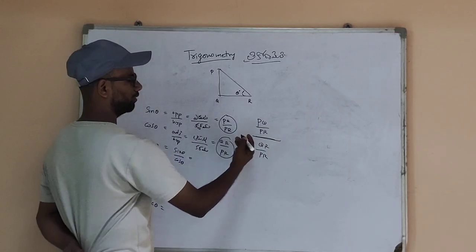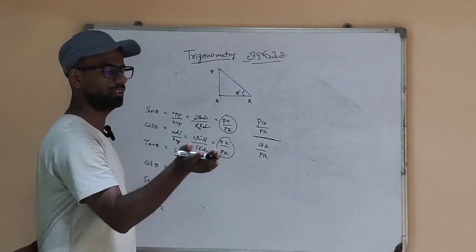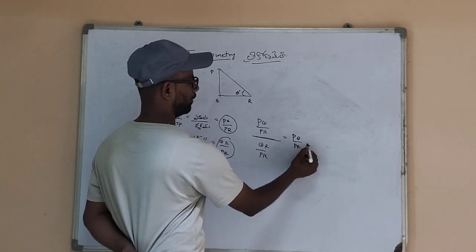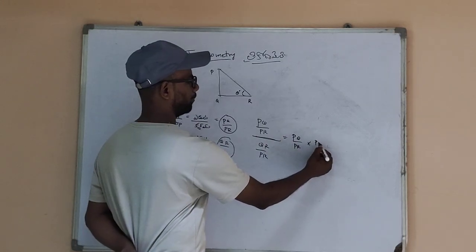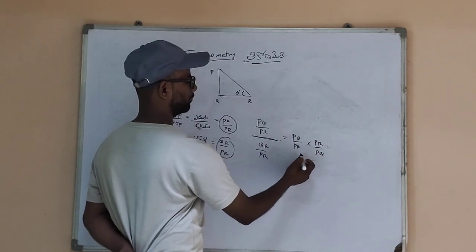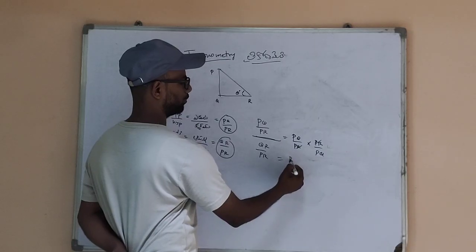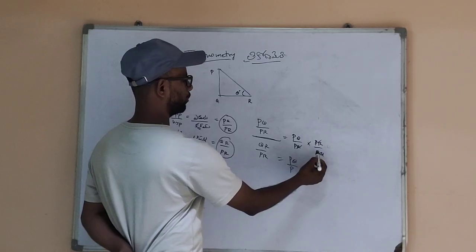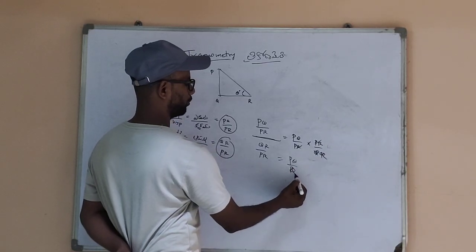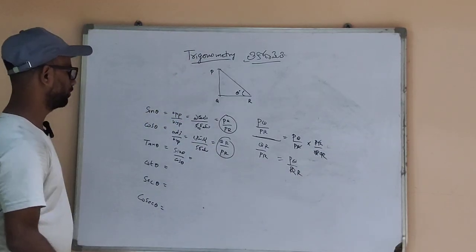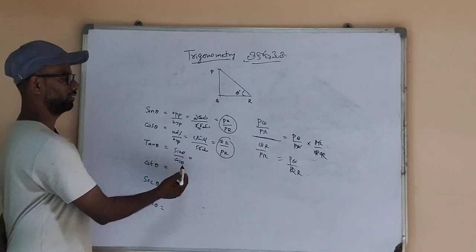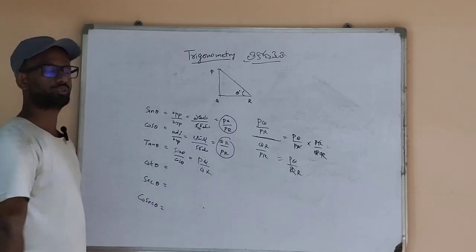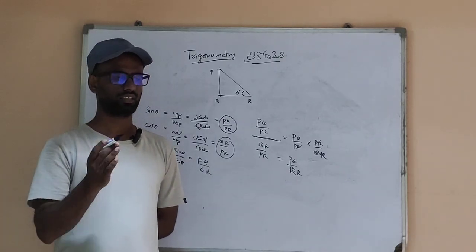Since this is a fraction, it becomes reciprocal. That is equal to PQ by TR into TR by PQ, so TR gets cancelled. So PQ by QR. This is the value of tan theta, PQ by QR. What we have to remember here is tan theta is equal to sin theta by cos theta.